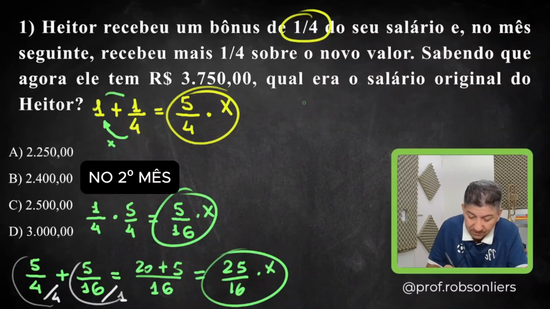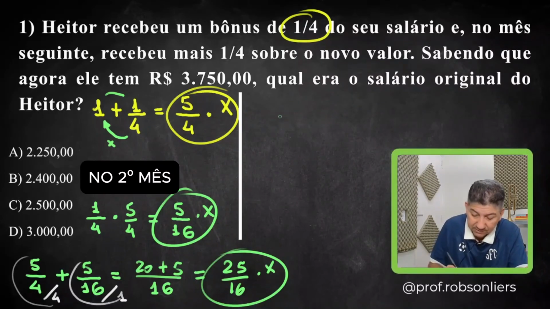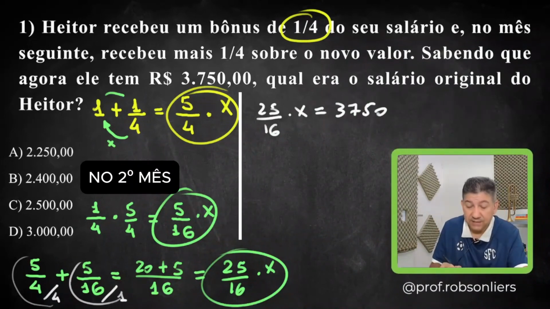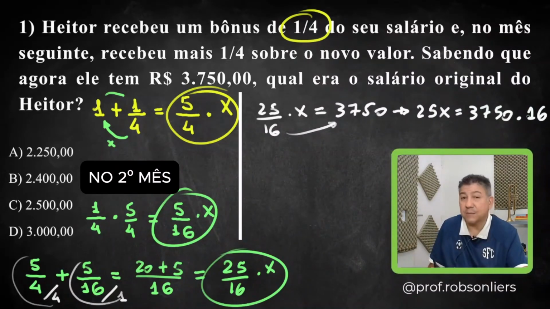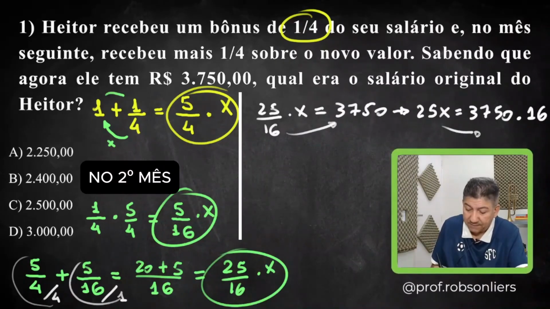So we just need to take here, look, 25/16 of x equals 3,750. Let's take the 16 that's dividing and move it to the other side, multiplying. So it's going to be like this. Look, 25x is going to equal 3,750 times 16. Well, before solving this multiplication, 3,750 times 16, I'm going to take the 25 that's multiplying x and move it down dividing.